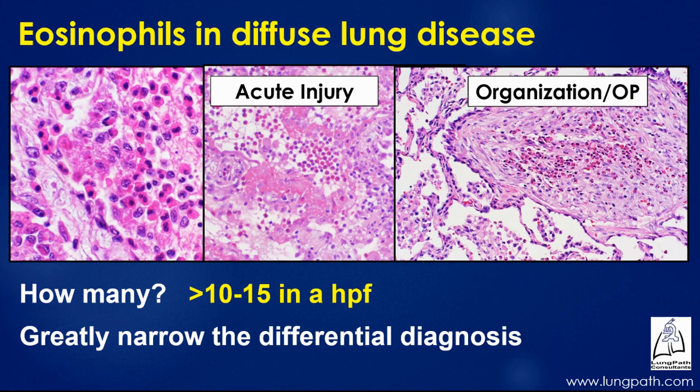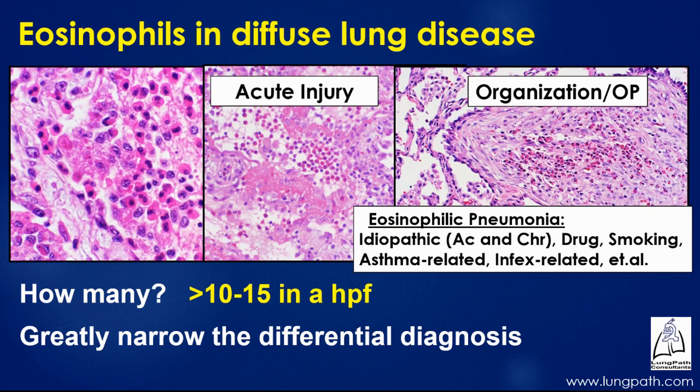In other words, when you begin to see clusters of eosinophils and not just one or two. And if you can get to that eosinophilic pneumonia, the differential diagnosis is really pretty small.